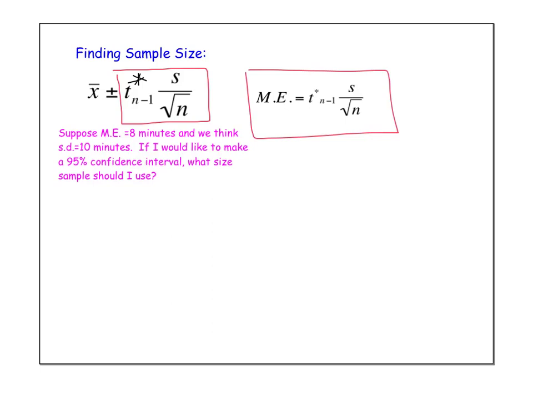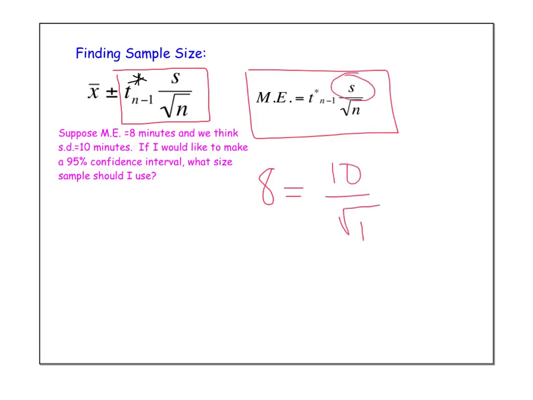If the margin of error is equal to 8 minutes, and we think the standard deviation is 10 minutes, if I'd like to make a 95% confidence interval, what sample size should I use? Well, nicely enough, they gave us the margin of error, which we now know is 8. They also gave us what they think is the standard deviation, which is 10.